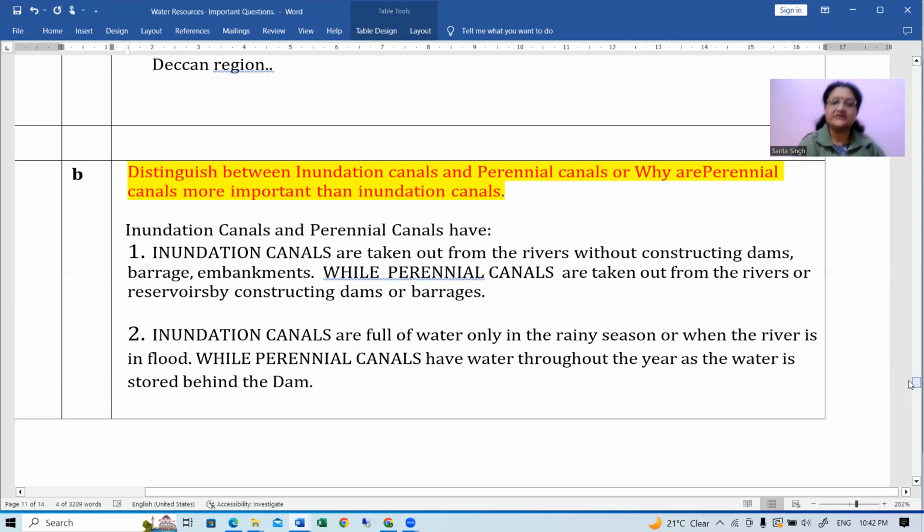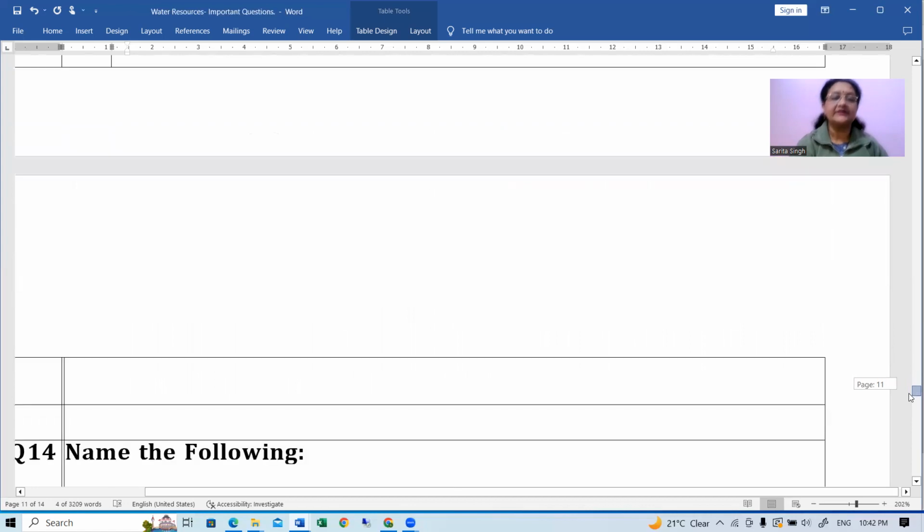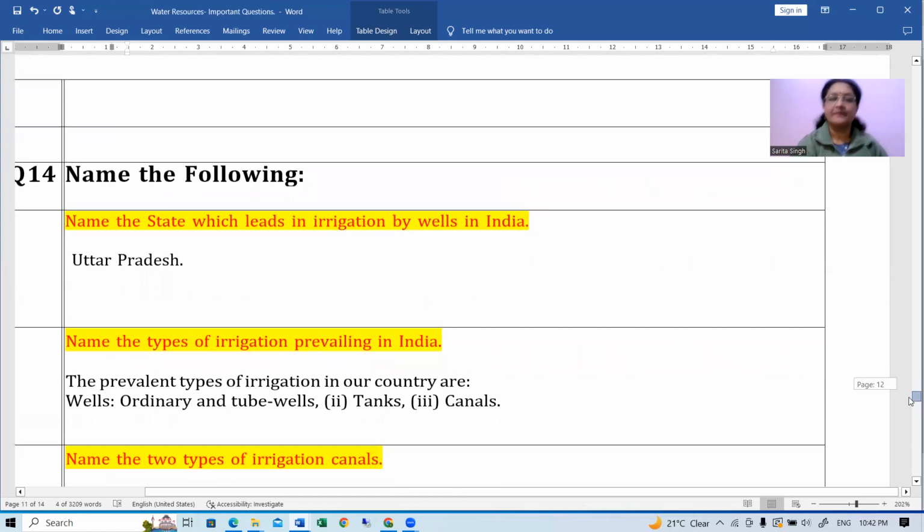So inundation canals are full of water only in the rainy season or when the rain is in flood, while perennial canals have water throughout the year as the water is stored behind the dam. So that is why perennial canals are considered more reliable than inundation canals. Okay, next is name the following: name the state which leads in irrigation by wells in India.